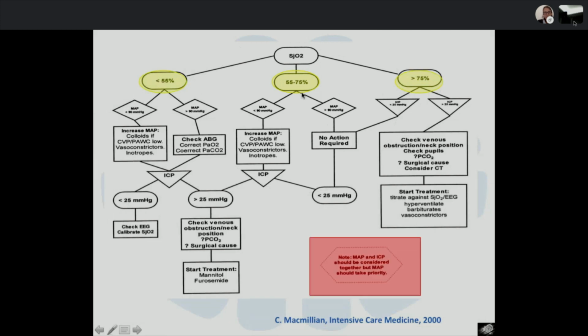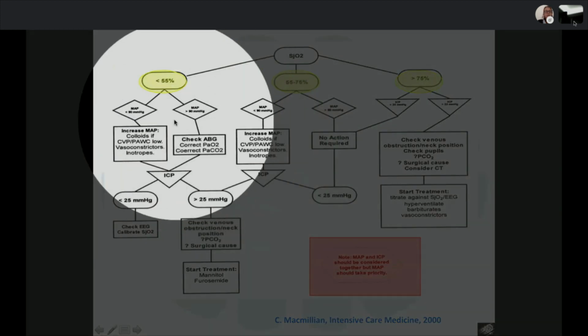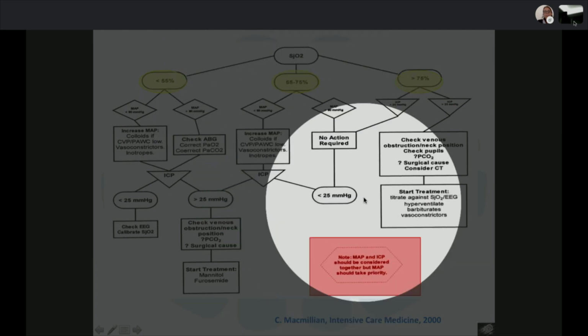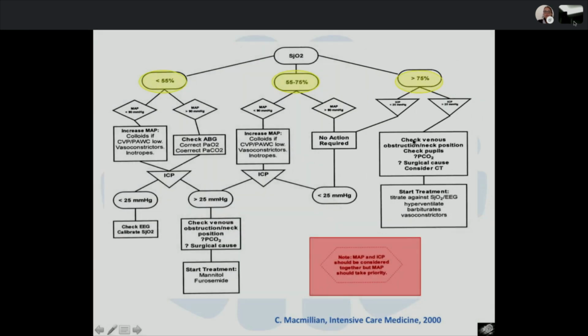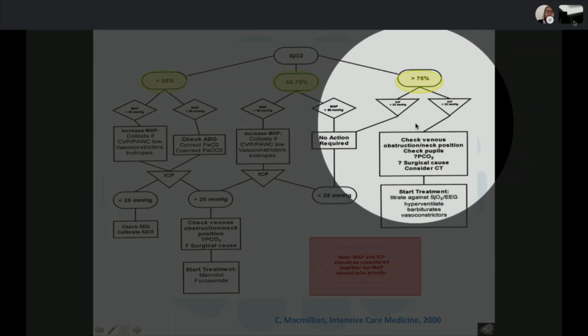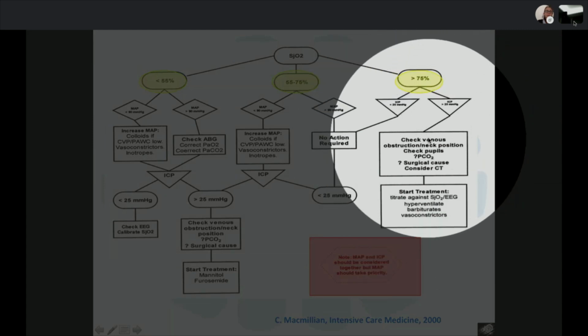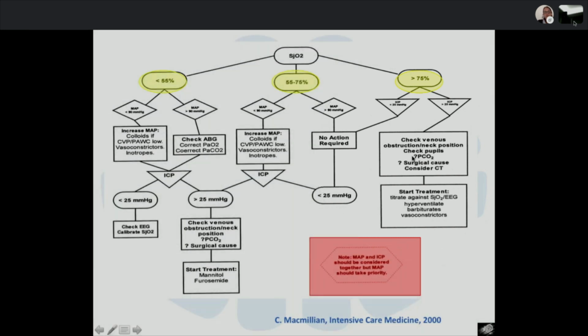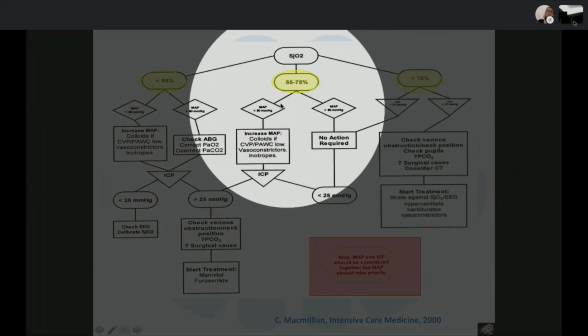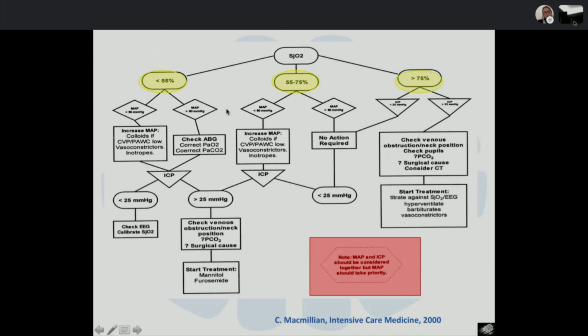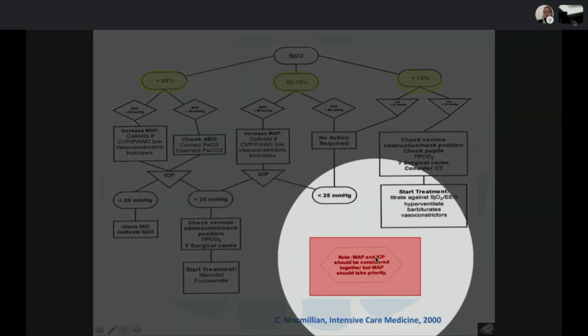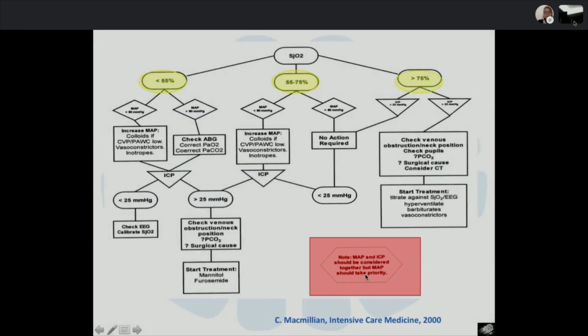And as you can see here in this algorithm, the first thing to optimize is the MAP and then the ICP. Of course, in a patient who has an SjO2 above 75%, the main problem won't be the MAP, probably, because the patient is in a condition of hyperperfusion, and so we need to treat the ICP. But in all the other conditions, the first determinant of SjO2 is the delivery of oxygen and therefore the MAP. So MAP and ICP should be considered together, but of course, all the MAP considerations should take priority.